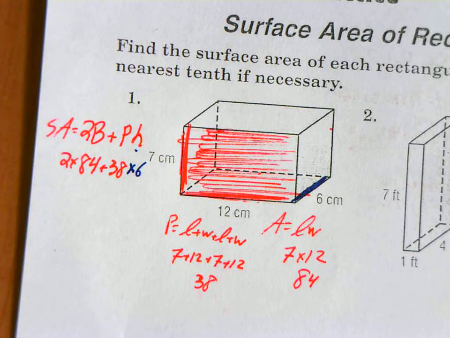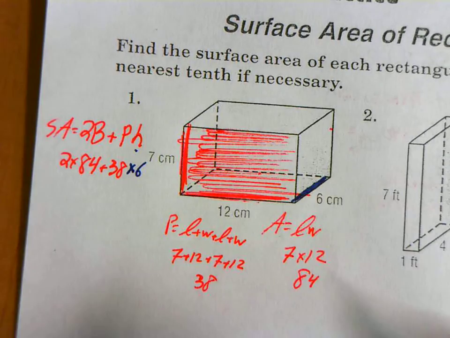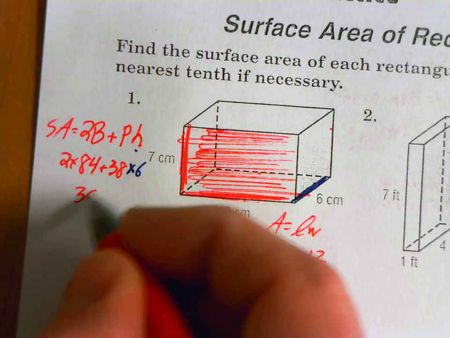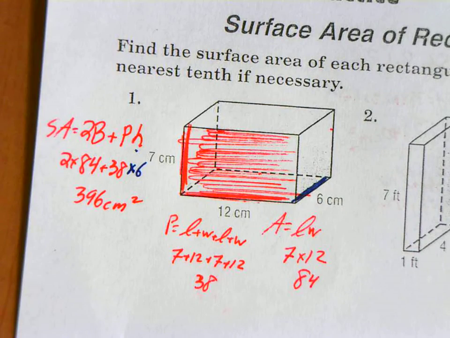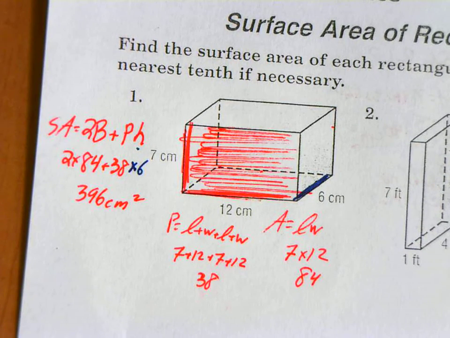When you plug all that in, even though there are 3 different rectangles we could have chosen, the front and the back we chose. My key, I've got top and bottom, so I've got different work. You could have chosen the left and the right. We get the answer 396 centimeters squared.